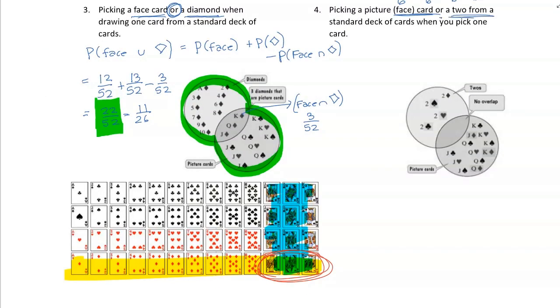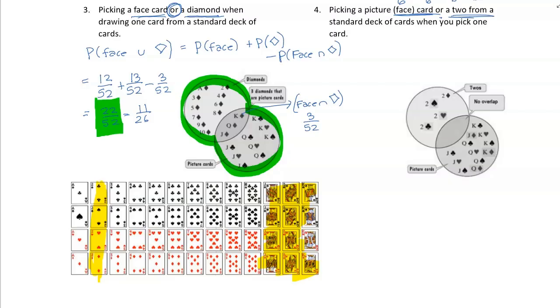The probability of picking a face card or 2 from a standard deck of cards. All right, let's first look at the set of cards down here. So here are our face cards again, and then let's highlight the 2s. We could see that these 2 events are mutually exclusive. There is no overlap. We also see it here in our Venn diagram.